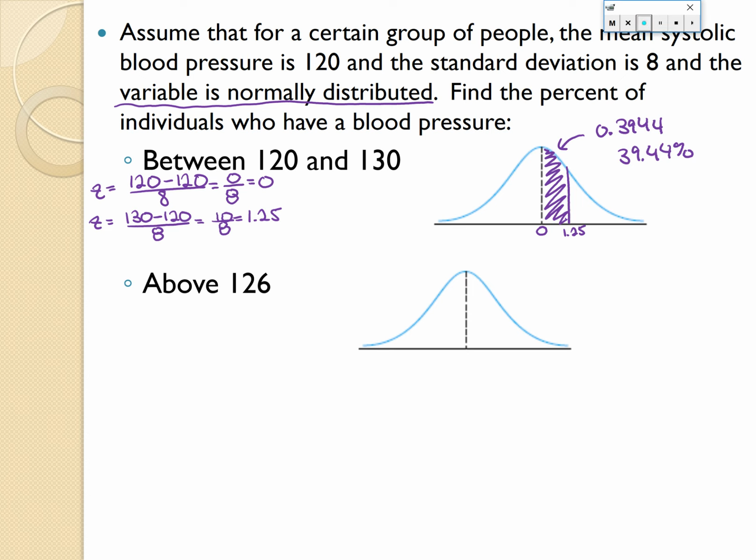So if we look at the next piece of this, now we're looking at individuals above 126. Step 1, data value minus mean divided by standard deviation.